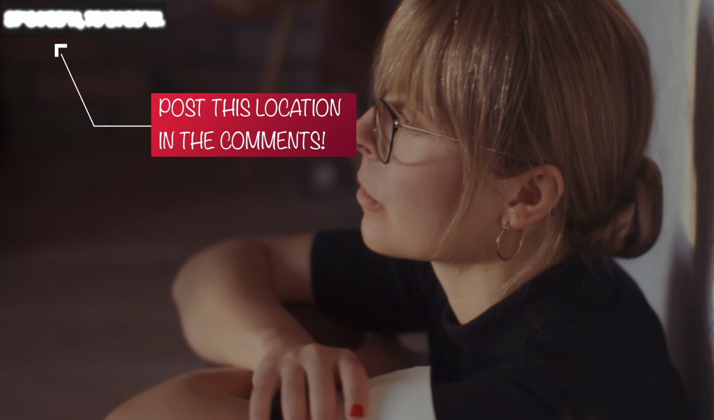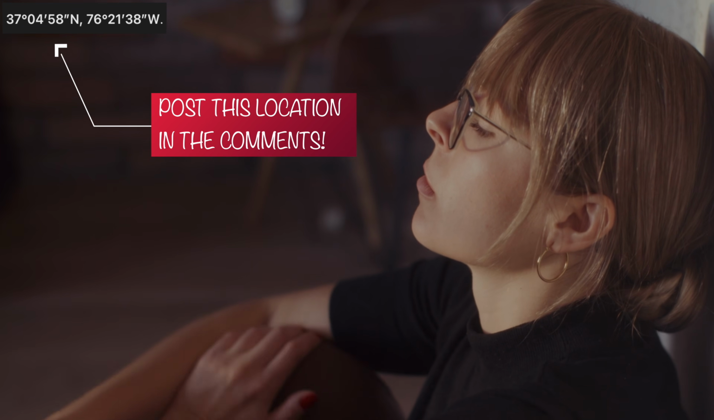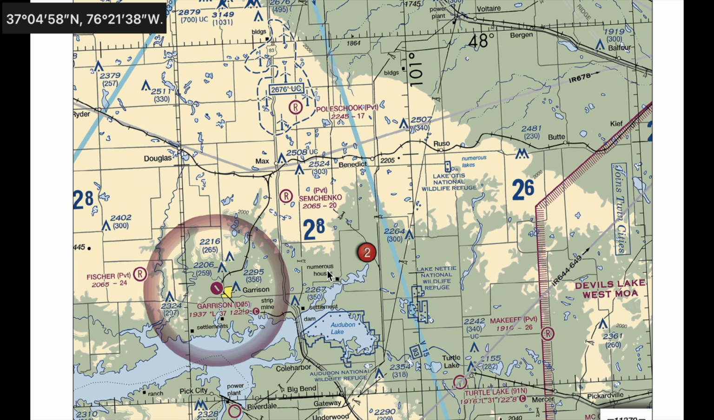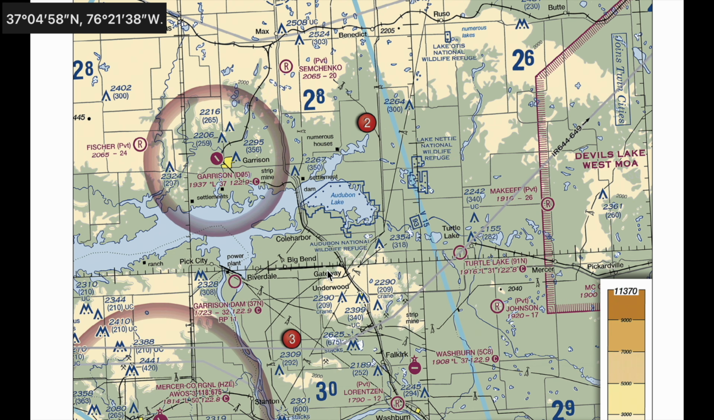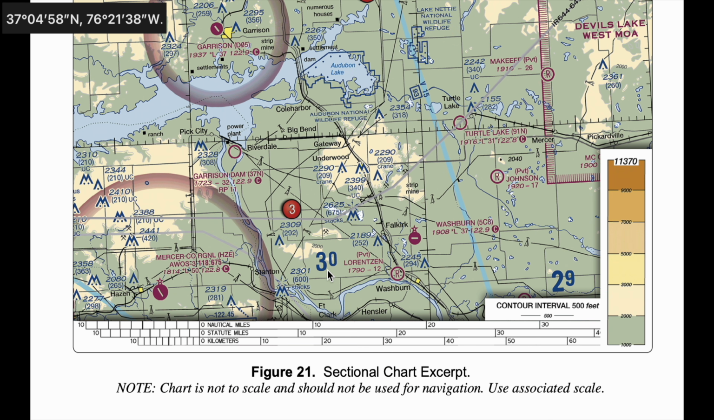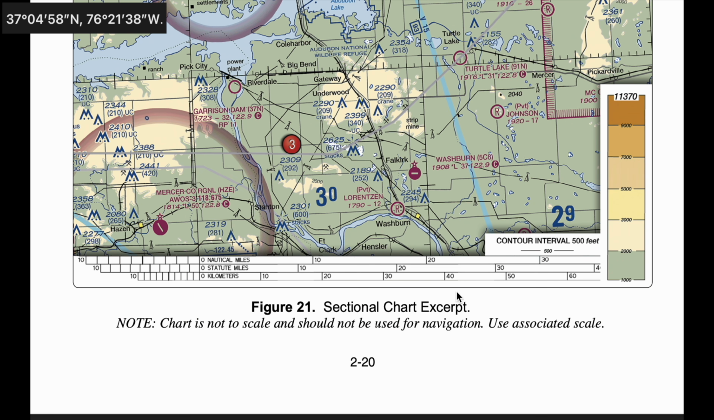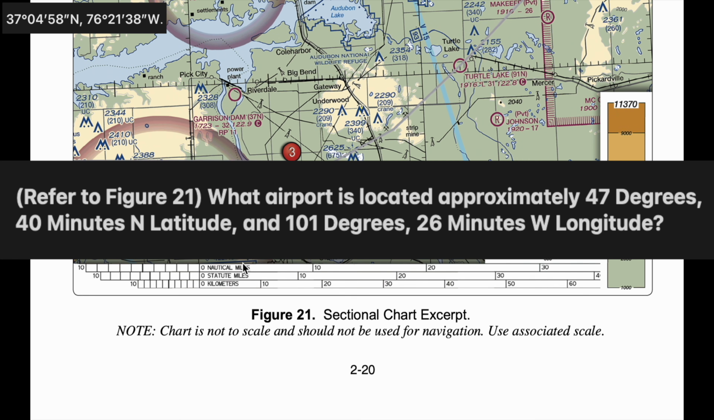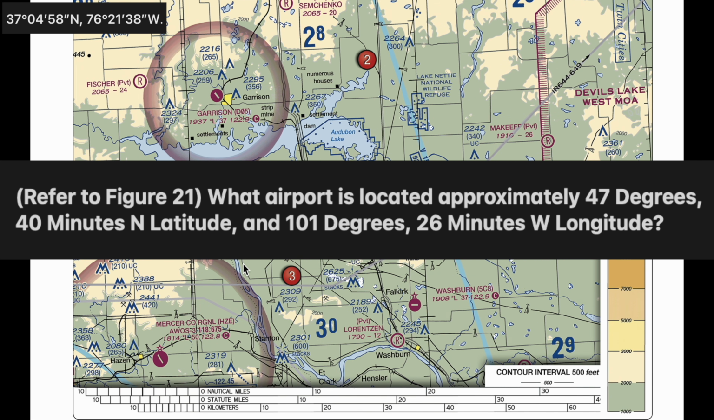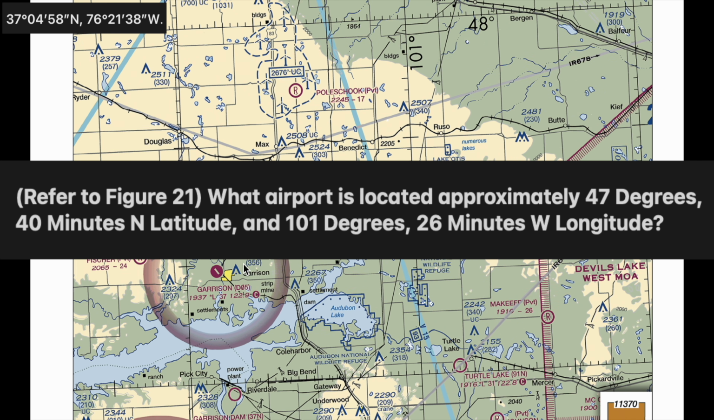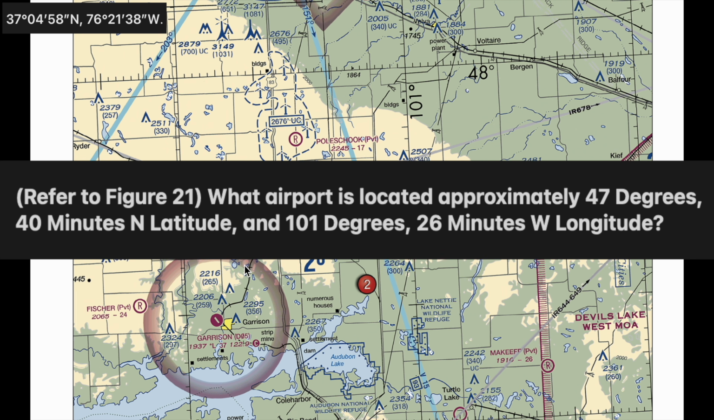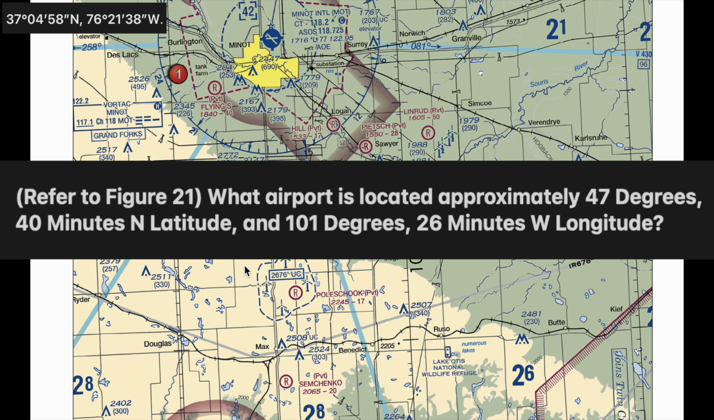So probably the most difficult question on the Part 107 exam that has to do with coordinates is going to be this one that I'm about to give you right now. And you know what's so crazy? What I mean is that it used to be difficult. Now it's the easiest question on the Part 107 exam, and this is an actual question that came from the Part 107 exam, and you're looking at it because it's up on screen right now. Go to your testing supplement and refer to figure 21. What airport is located approximately 47 degrees 40 minutes north latitude and 101 degrees 26 minutes west longitude?